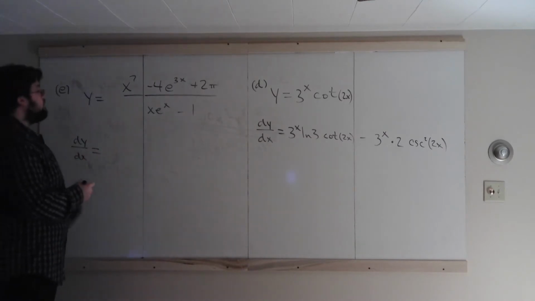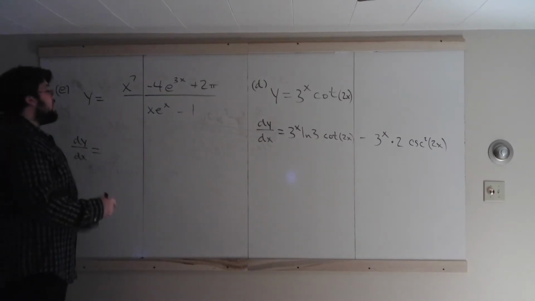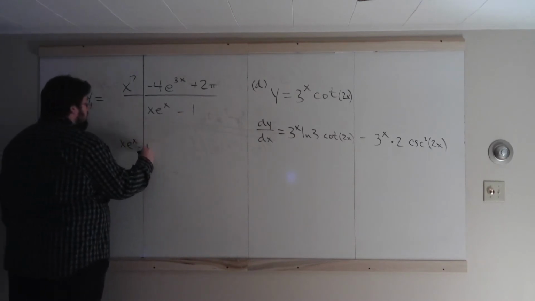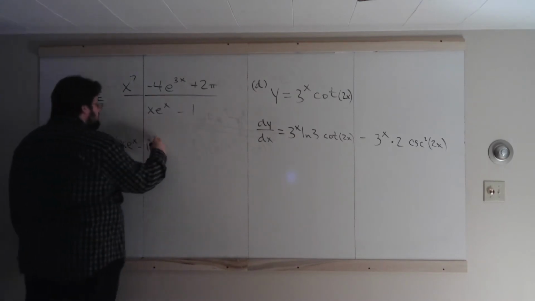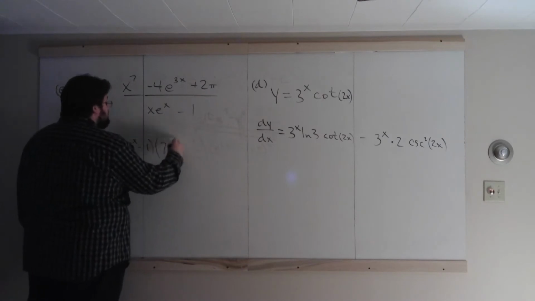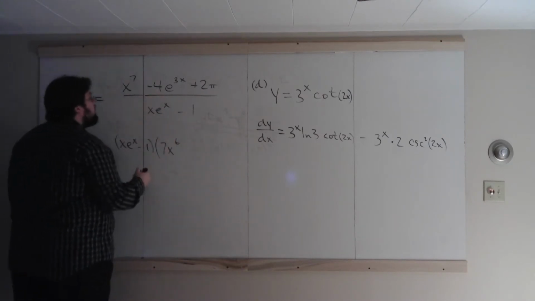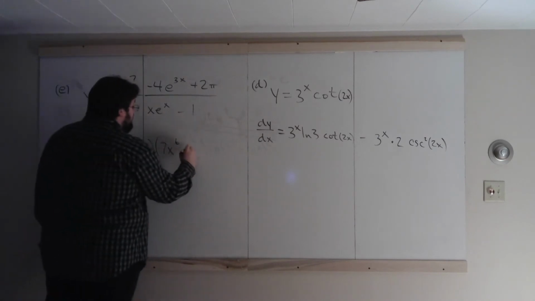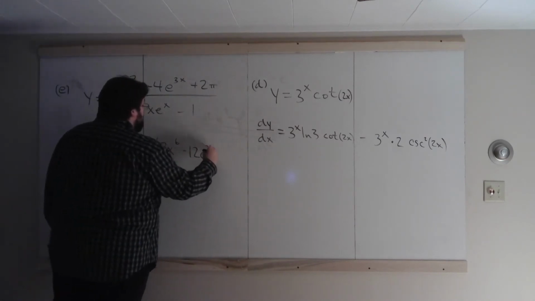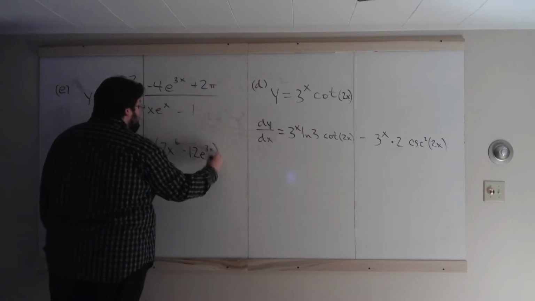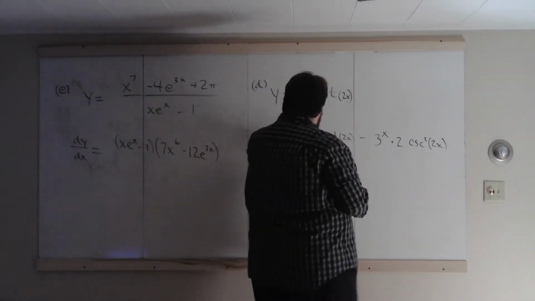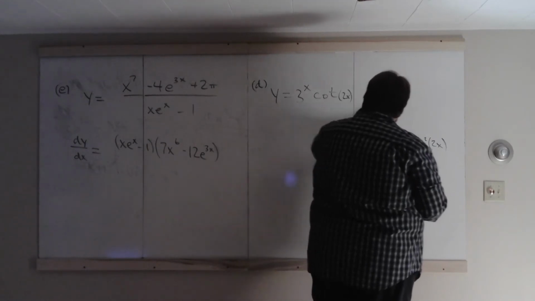So remember, quotient rule: bottom derivative top minus top derivative bottom over bottom squared. So we have bottom times the derivative of the top, 7x to the 6th, negative 4 carries through, derivative of e to the 3x is 3e to the 3x. So we get a negative 12 e to the 3x. Derivative of 2 pi is 0 because that's a constant. So we have bottom derivative top.